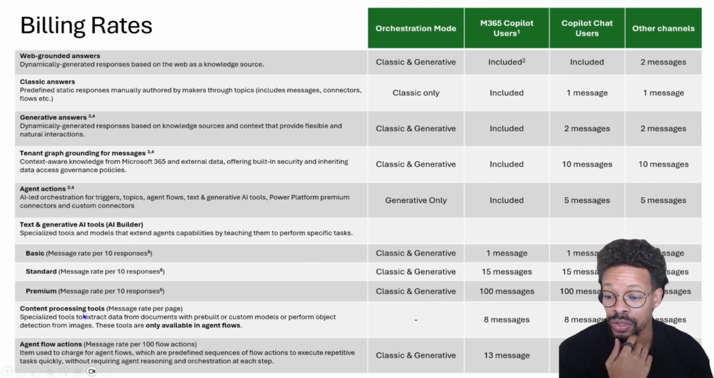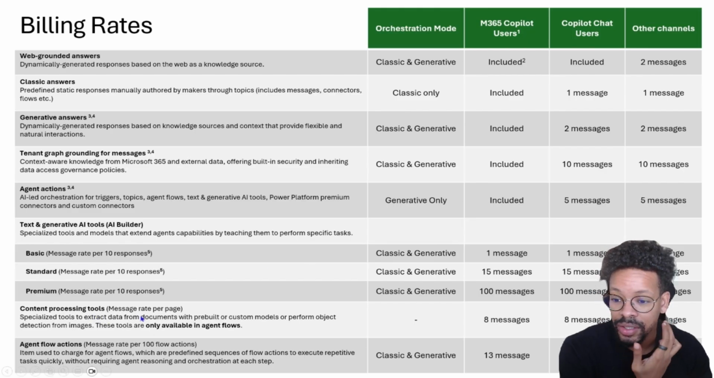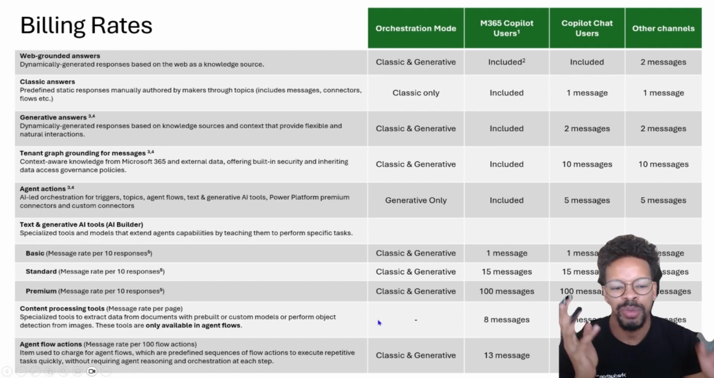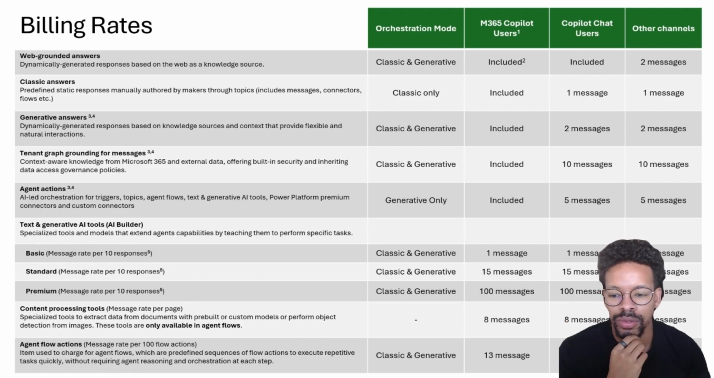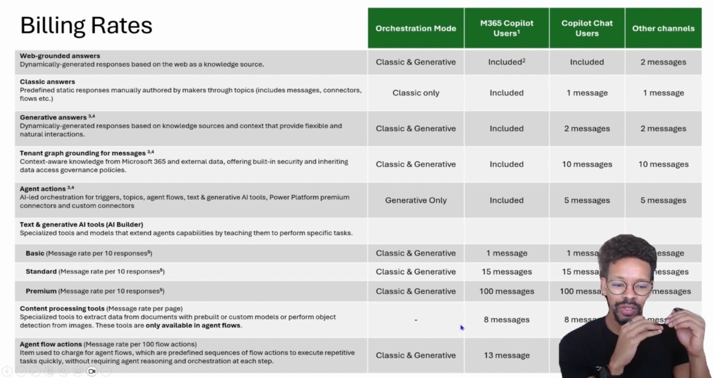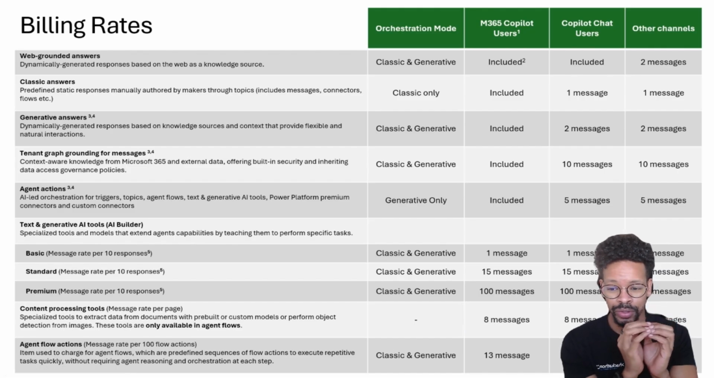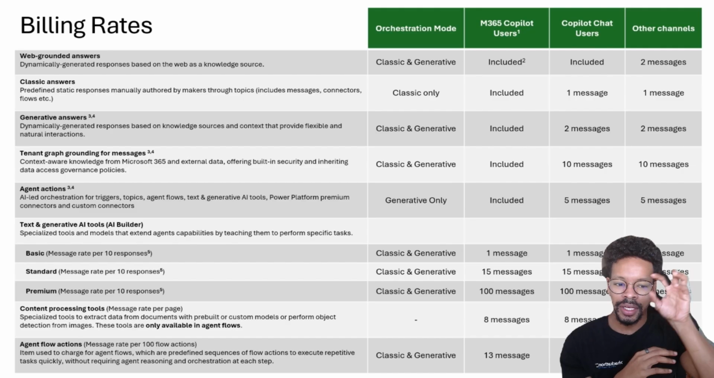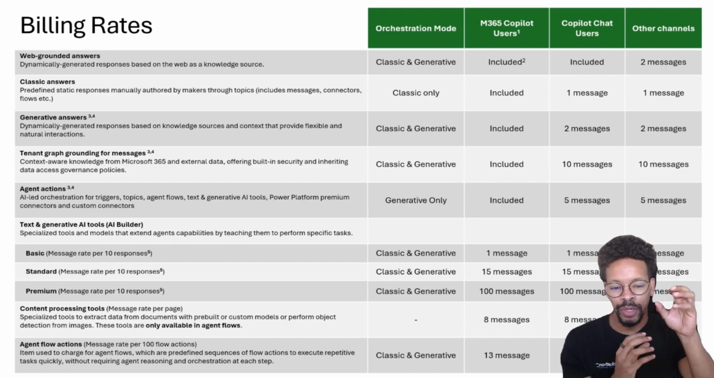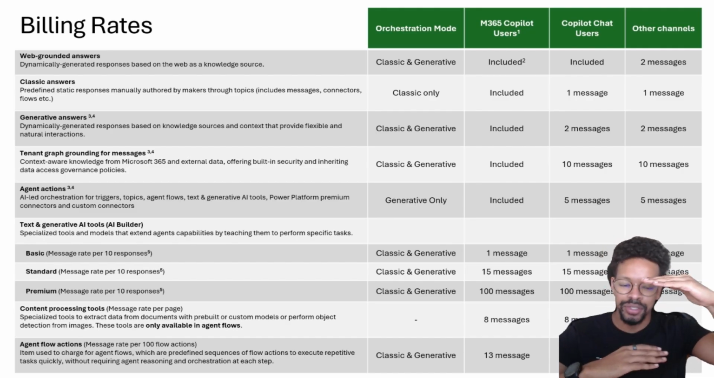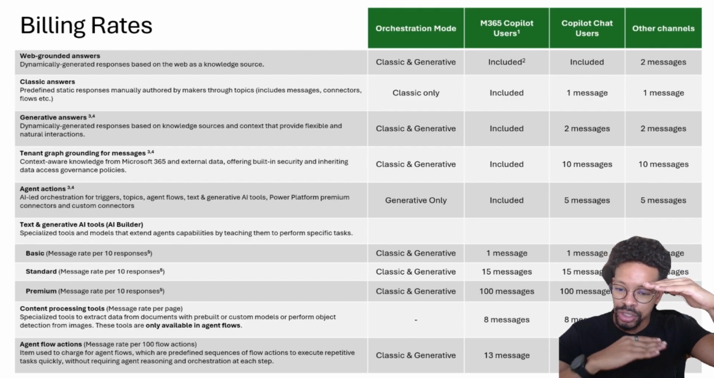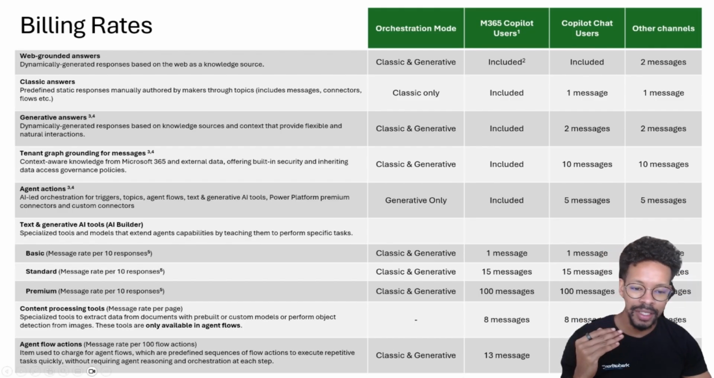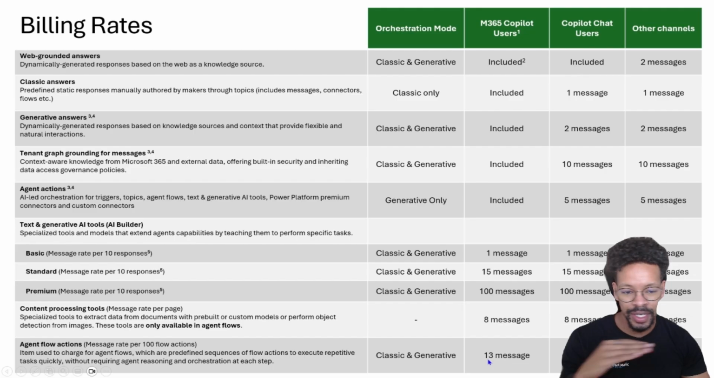And then you have the content processing tools. These are the pre-built, mostly the pre-built AI builder tools. And then you have the agent flow actions. So these are charged per action, but also you will see that when you create very complex agent flows, each action will be charged per 100 actions. So if you have 100 flow actions, you will pay 13 messages for each of the scenarios.